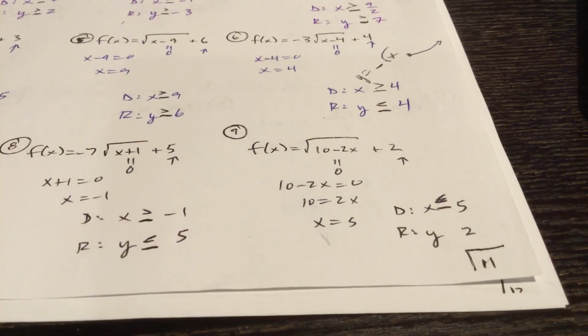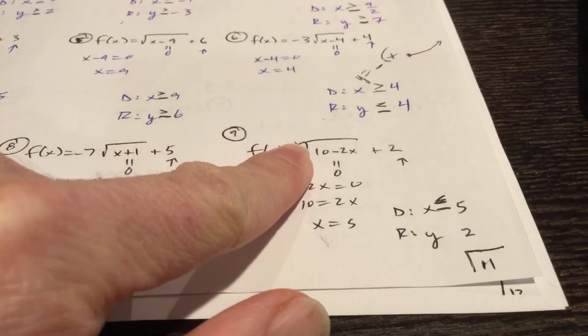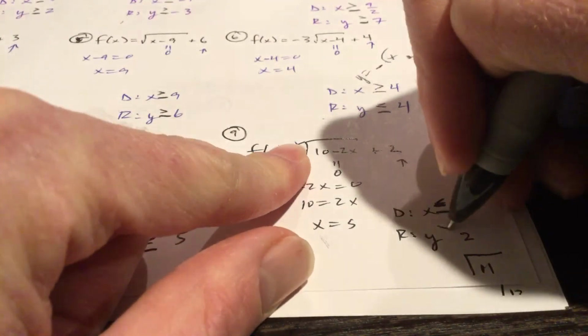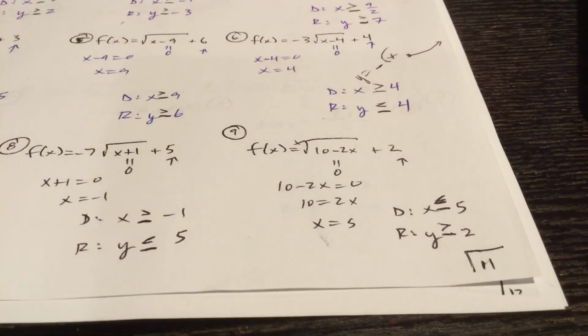If you have a negative x on the inside of the square root, then the domain has to be x less than or equal to some number. All right, again, this is an overall positive root function. There's no negative on the outside, so my range will always be y greater than or equal to some number in those cases.